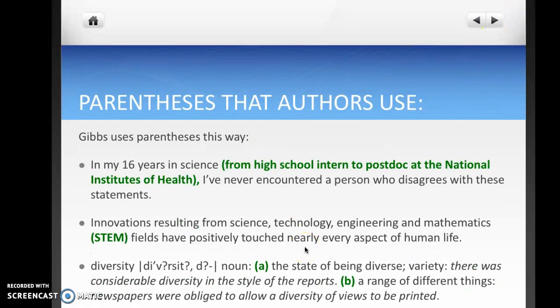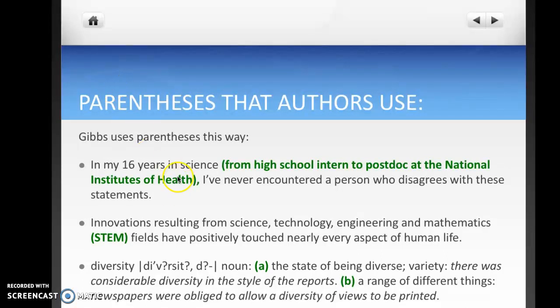So here's some parentheses that other authors use, like Gibbs. He uses it in the following way: "In my 16 years in science, from high school intern to postdoc at the National Institutes of Health, I've never encountered a person who disagrees with these statements." He also says, "Innovations resulting from science, technology, engineering, and mathematics (STEM) fields have positively touched nearly every aspect of human life." And then he also uses parentheses around the A and B when he defines diversity.